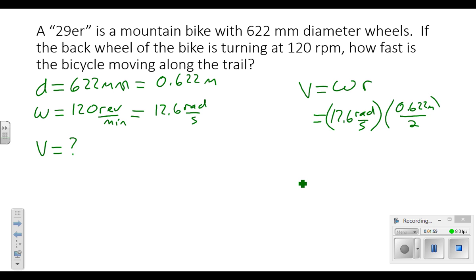and divide it by 2. I would invite you to stop now, pause, and see what you get for an answer. But I get 3.9 meters per second. And if you do some conversions, you'll find that that is about 10 miles per hour, which would be a reasonable speed for a bicycle on a mountain bike trail.